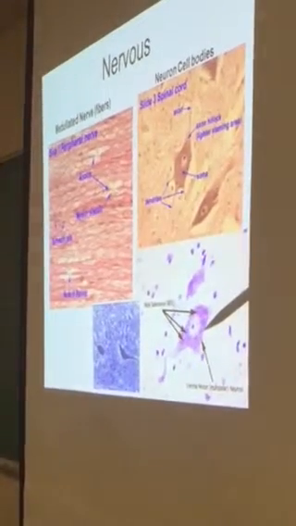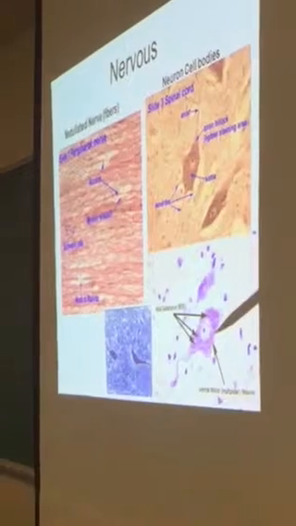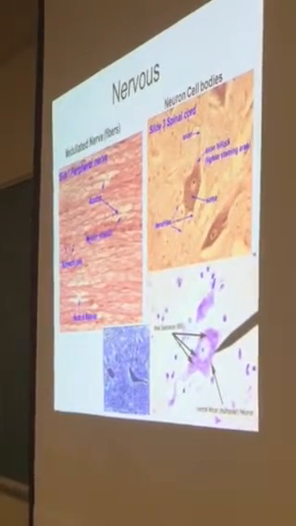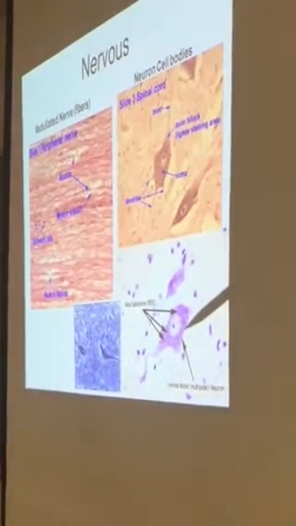Nissl bodies are the rough ER of a neuron. Neurons make a lot of protein because they must be able to continuously conduct a wave of depolarization, so that requires a lot of protein. All right?